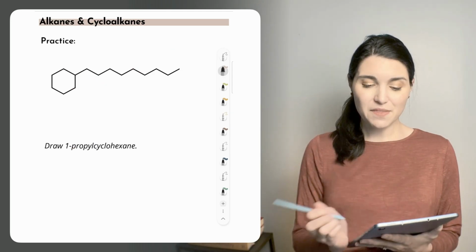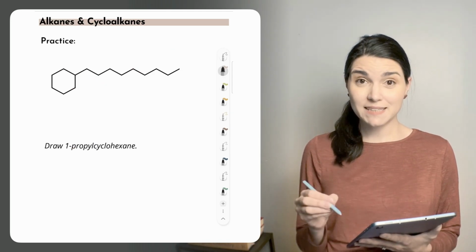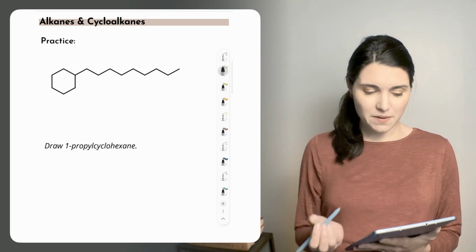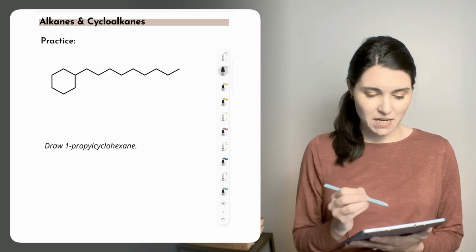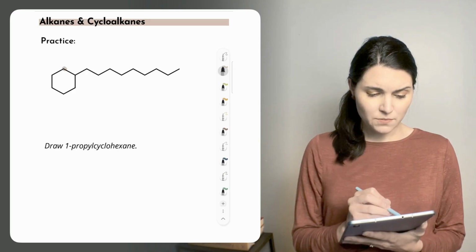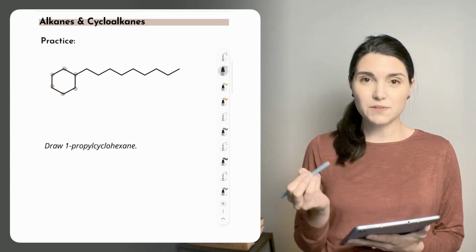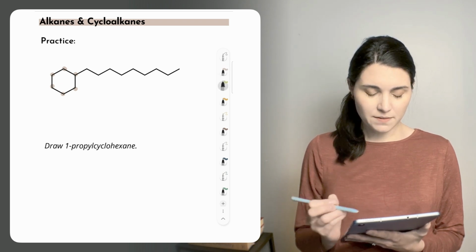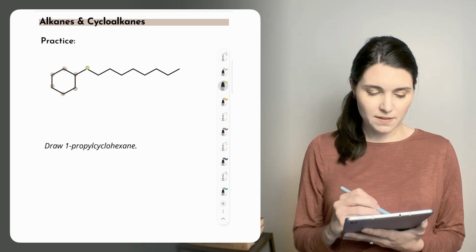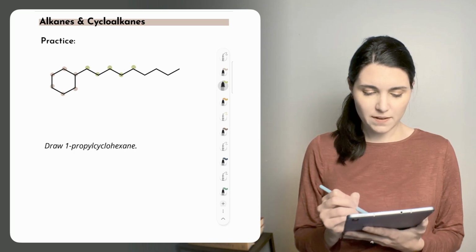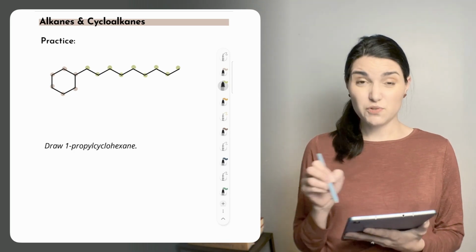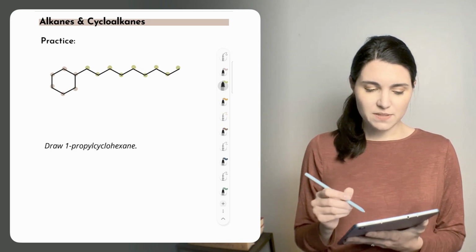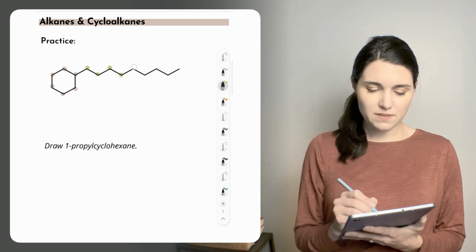Beautiful. Okay, here's a third example. Here we have a ring and quite a long chain. So we actually need to compare these and decide which is going to be the parent structure, the ring or the long alkyl chain. The ring is 1, 2, 3, 4, 5, 6, so it's a cyclohexane. And the alkyl chain here is 1, 2, 3, 4, 5, 6, 7, 8, 9. There are more carbons in that long straight chain than in the ring, so we're going to choose that straight chain to be our parent structure.